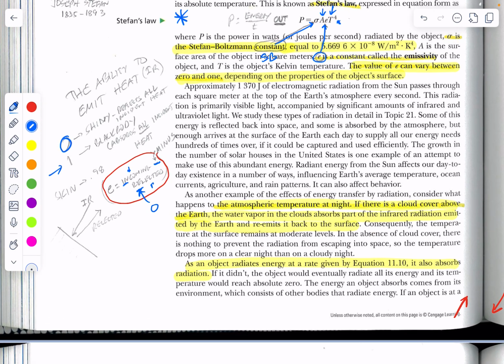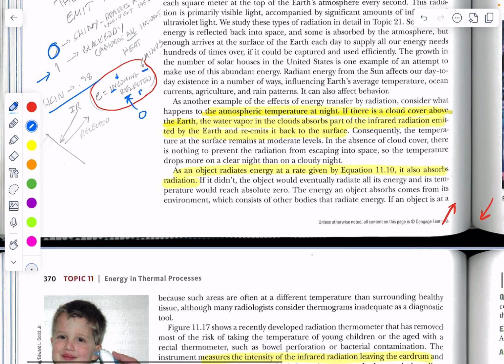Your skin, by the way, has an emissivity of close to 1, so it absorbs an awful lot of heat and doesn't reflect much. Let's see. A black hole, of course, would be a black body.